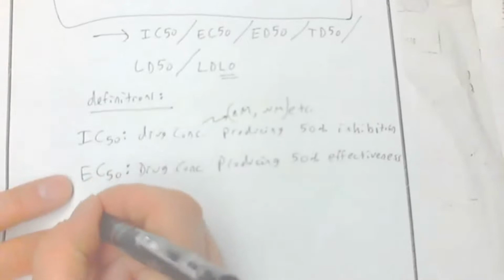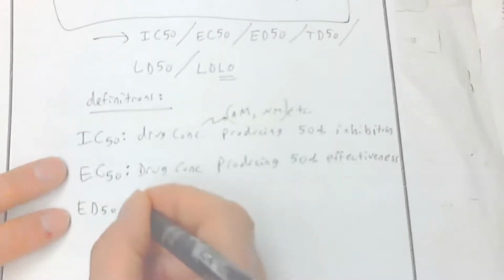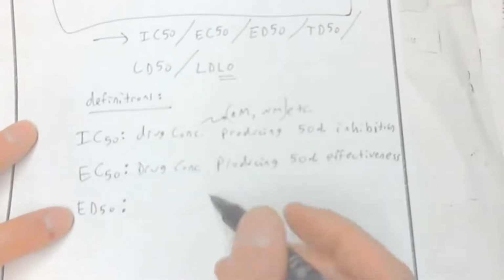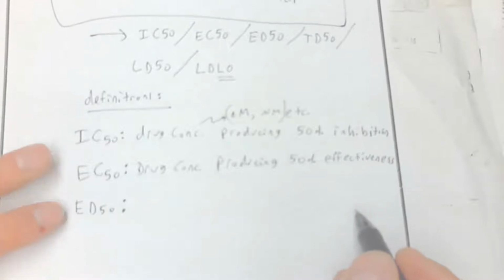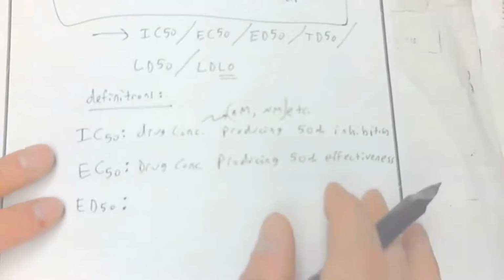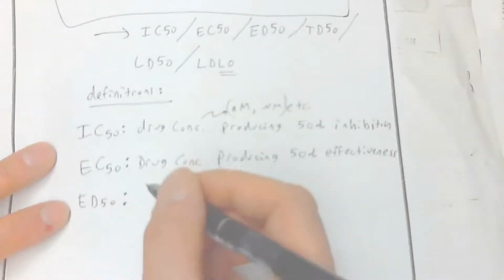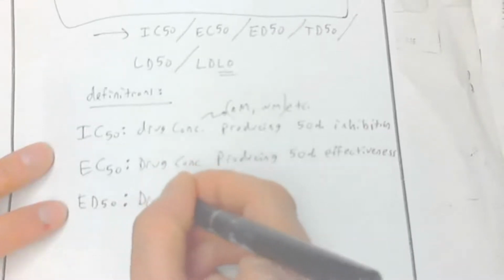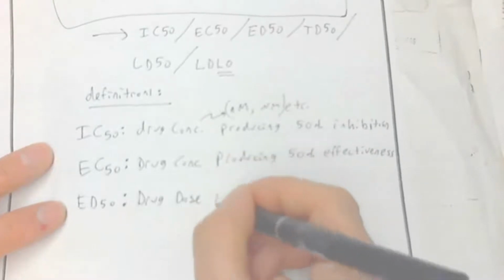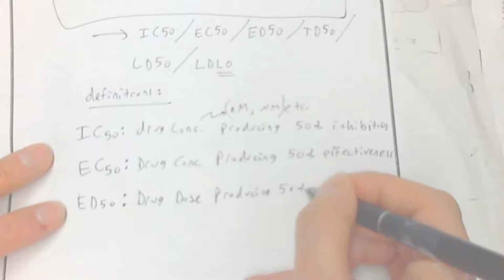ED50, of course, we talked about D versus C. What's D? What's the difference between C and D here? ED50. Just dosage, yeah. Yeah, dose. So it's the drug dose producing 50% effectiveness.